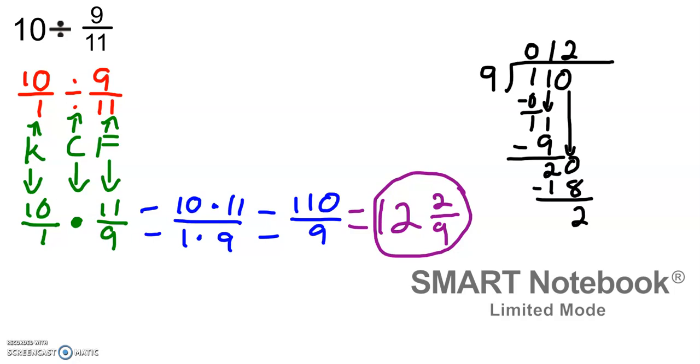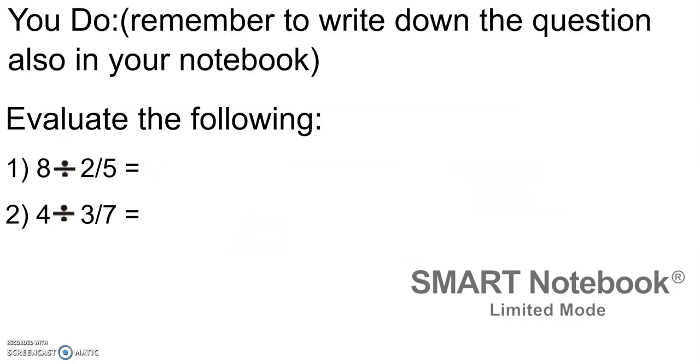Now that you have this in your notebooks and we've gone over a couple examples, I want you to try some on your own. I want you to do 8 divided by 2/5. So that's saying 8 divided by 2 over 5. And then I want you to do 4 divided by 3 over 7. So I rewrote it the way that you normally are used to writing it.